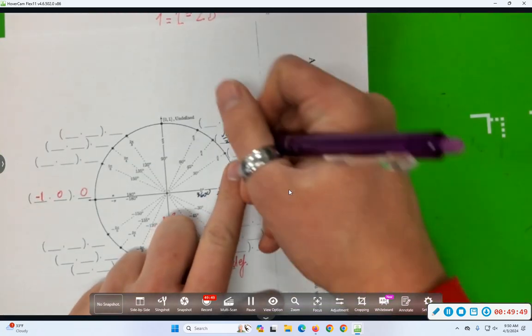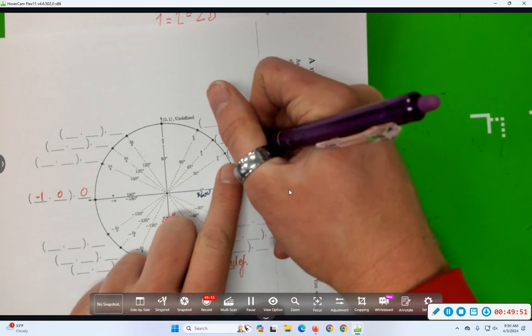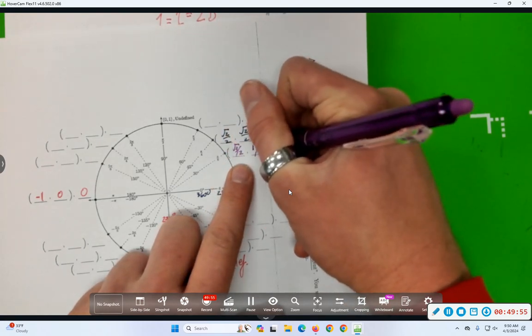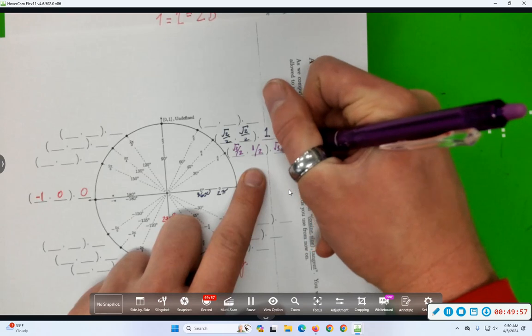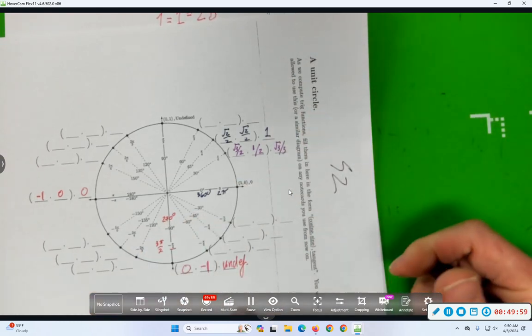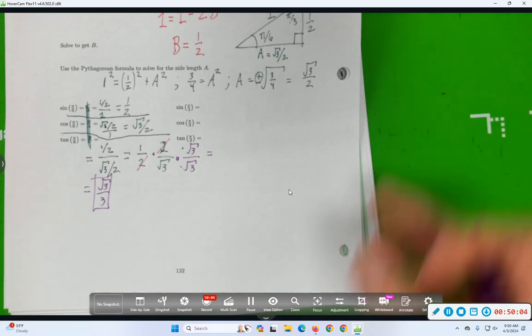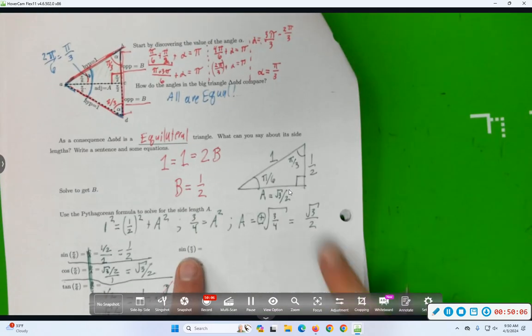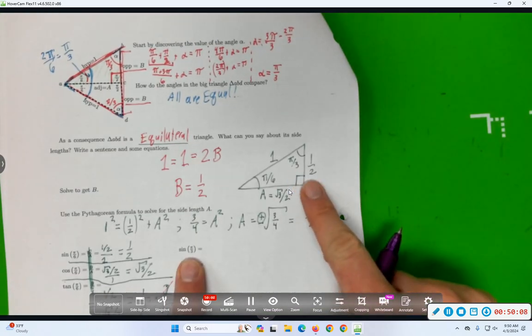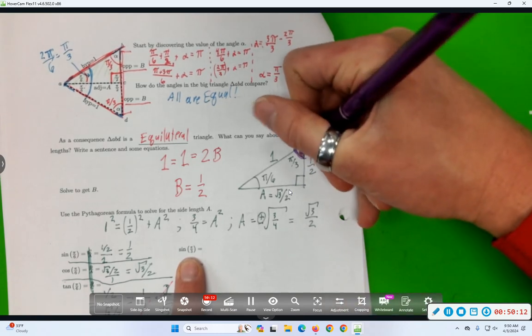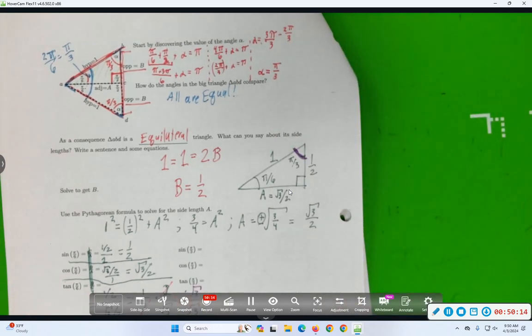So I know what these numbers are now. The x coordinate, cosine, is root 3 over 2. The y coordinate is 1 over 2. The tangent is root 3 over 3. And I'm low on time, but let's notice this. Does pi over 3 also show up in this triangle? Yeah, so I can use right triangle trigonometry using that.